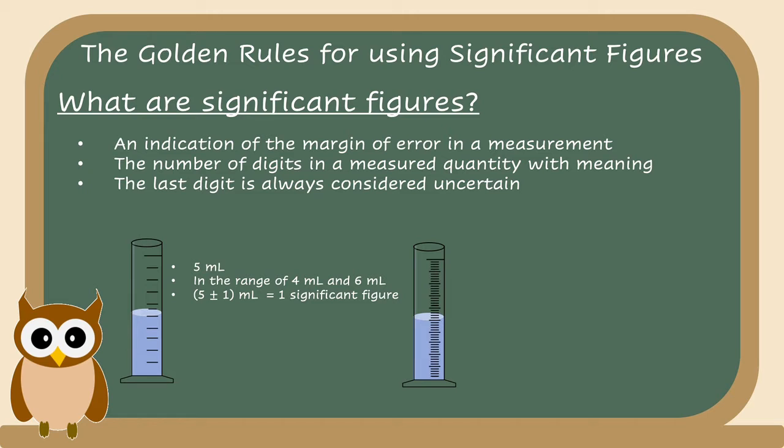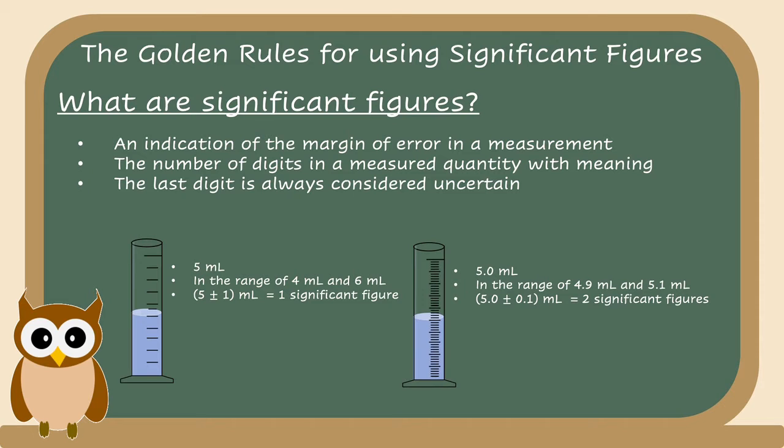So, for example, a graduated cylinder with 1 millimeter graduations contains 5 milliliters of water. This means that the water lies between 4 and 6 milliliters. We can say that the cylinder contains 5 milliliters plus or minus 1 milliliter and is accurate to one significant figure.